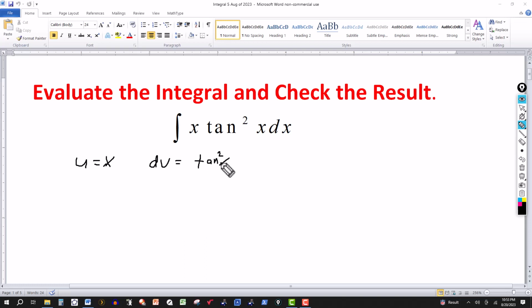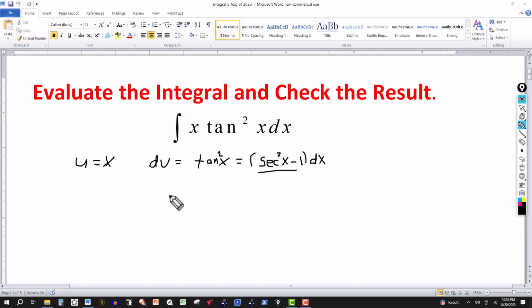squared of x, but there's no quick way to integrate this one, so I'm going to use one of the trig identities and replace the tangent squared of x by secant squared of x minus 1. Then I'm going to integrate with respect to x here. The identity we're looking at here is 1 plus tangent squared x equals secant squared of x. Solving for tangent squared, we get this.